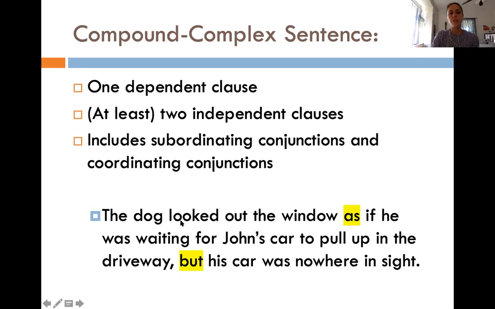So we know this first part is an independent clause because it can stand by itself. This middle clause before the comma is a dependent clause because it cannot exist on its own. And last but not least, his car was nowhere in sight is an independent clause. It can exist on its own.